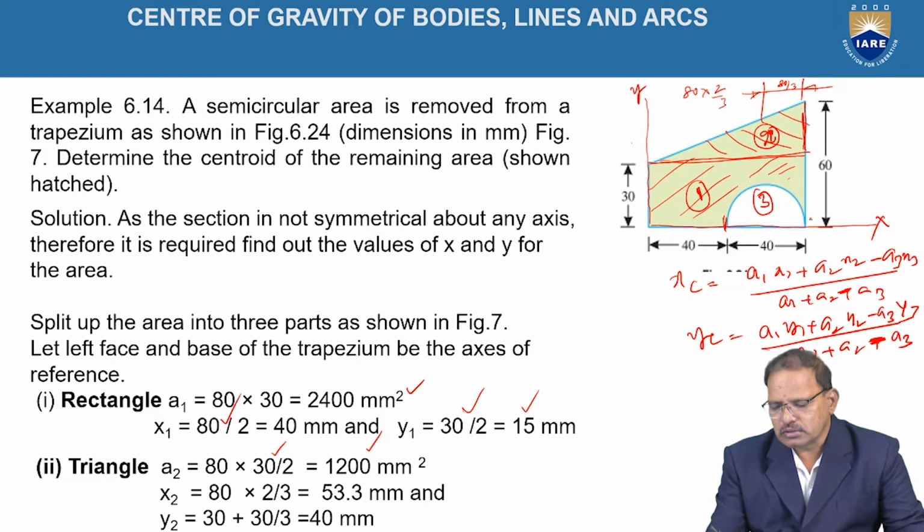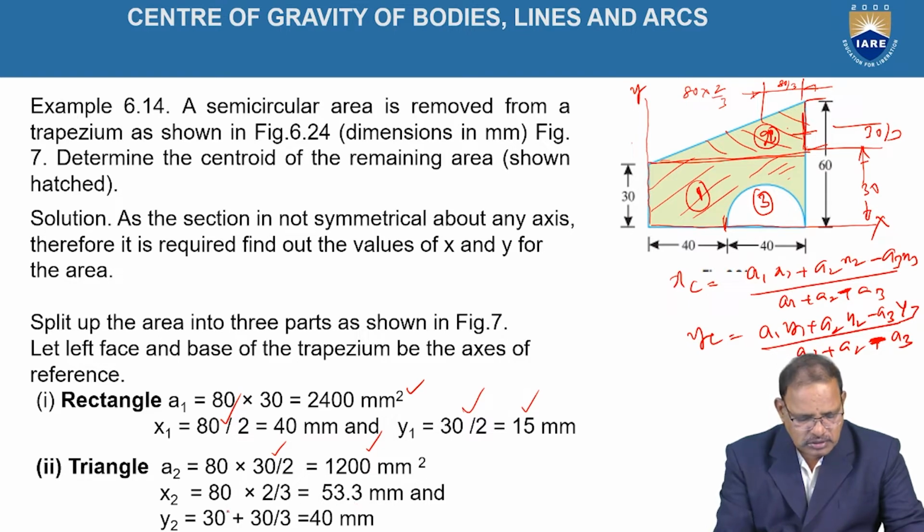Similarly, yt again lies at h by 3. Here h is equal to 30 mm, and h by 3 is nothing but 10 mm. That is, if it is 30 mm, from this base it should be 30 by 3. But we require the y coordinate with respect to the x-axis. That means this distance is equal to 30 plus 30 by 3, which is equal to 40 mm.